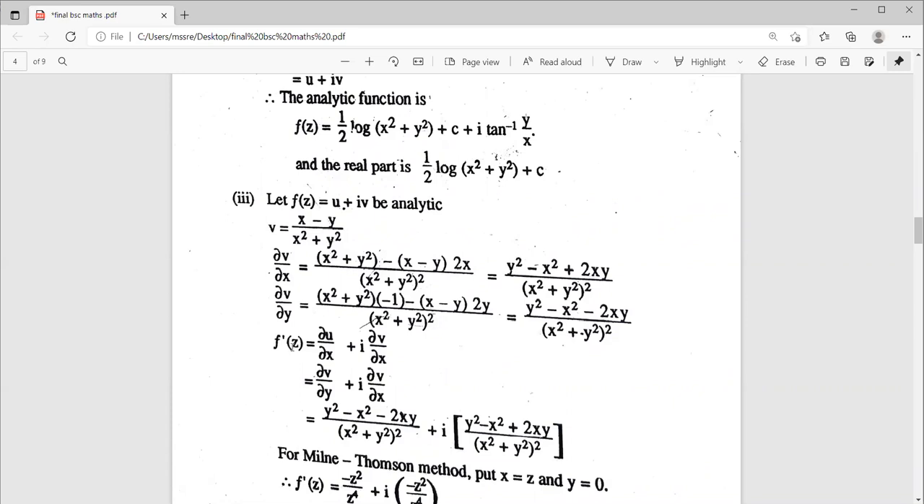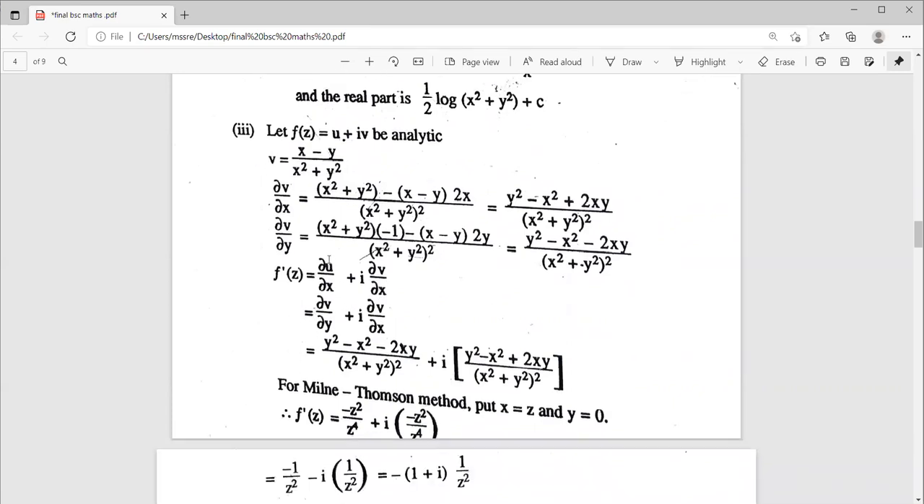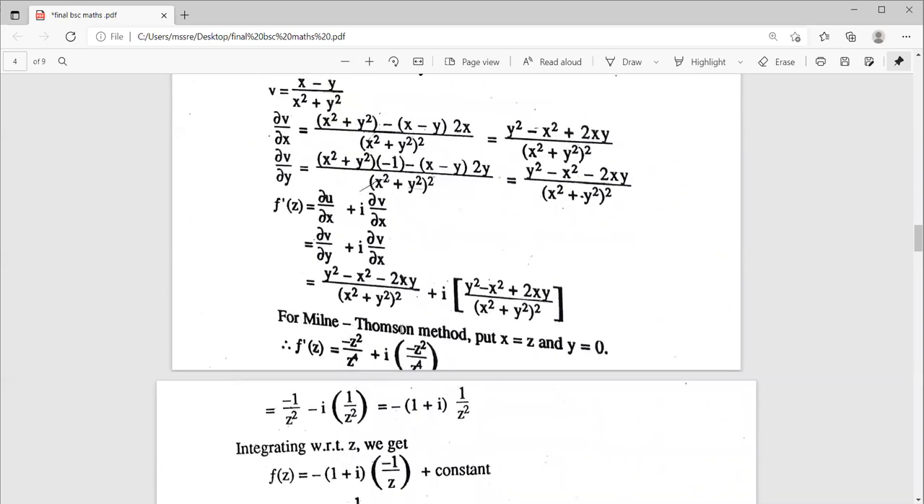Now f dash of z is delta u by delta x plus i into delta v by delta x. But if you use CR equation, delta u by delta x is delta v by delta y plus i into delta v by delta x. Substitute the value of delta v by delta x and delta v by delta y here, you will get this expression. Next, use Milne-Thomson method. Put x equals z, y equals 0.